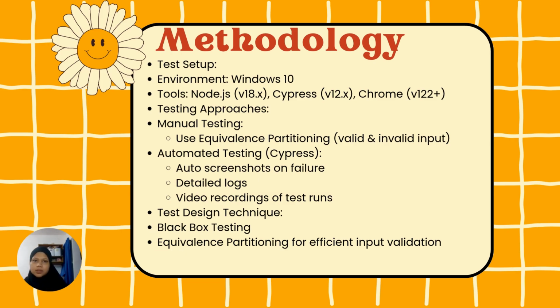For the test setup, we use Windows 10 along with Node.js, Cypress, and Chrome. The testing approach included both manual and automated testing. Manual testing applied equivalence partitioning to check valid and invalid inputs. For automated testing, we use Cypress to capture screenshots and, on failure, generate detailed logs and record video runs. The overall test design followed black box testing using equivalence partitioning for effective input validation.